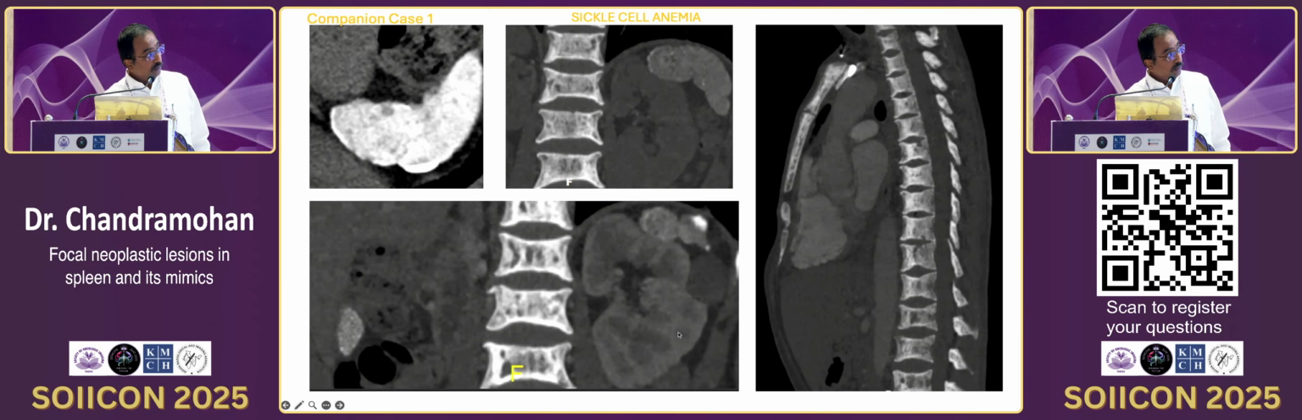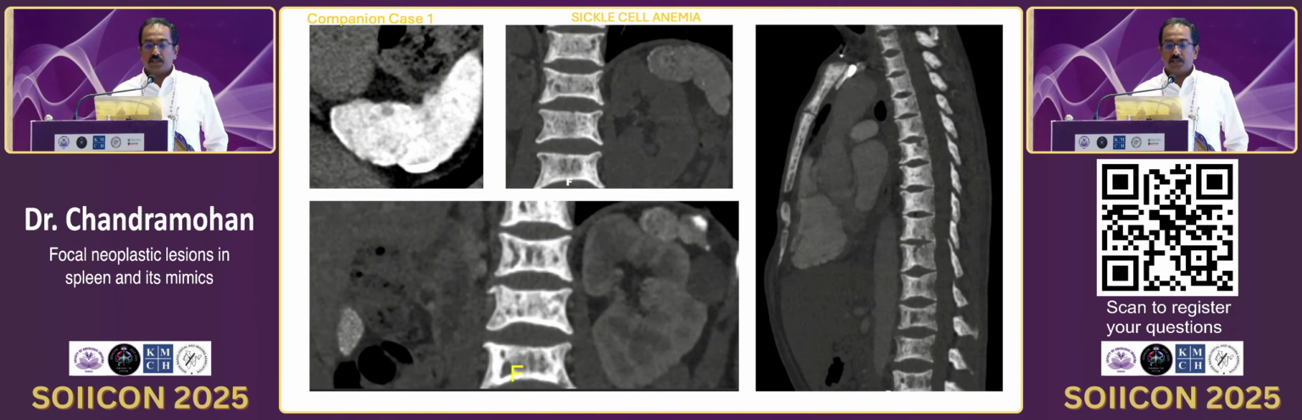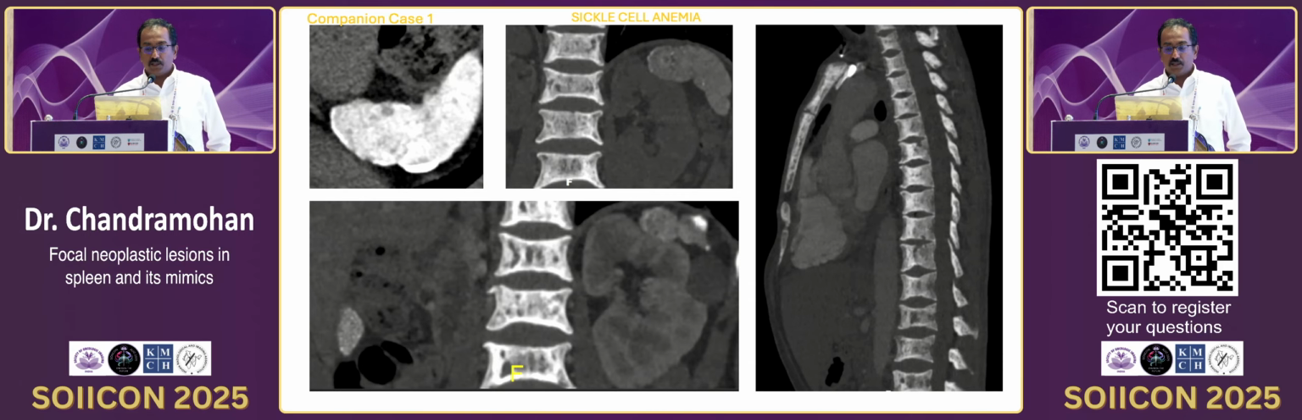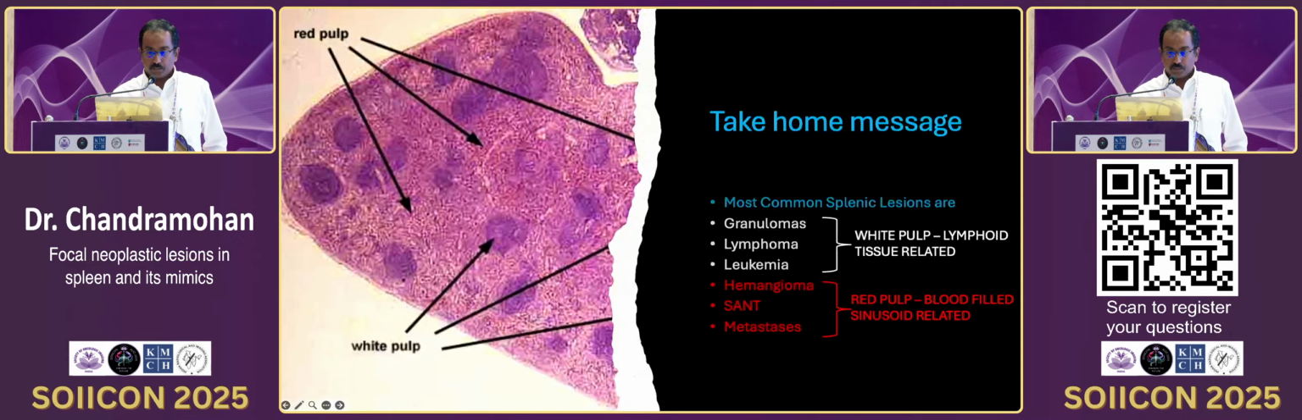Now this is classical sickle cell anemia, where we will see a hyperdense spleen and peripheral calcifications. We can see the H-shaped vertebra, and also splenic infarcts, and there are multiple calculi in the gallbladder. This is classical sickle cell anemia.